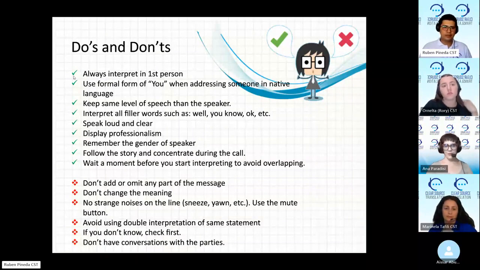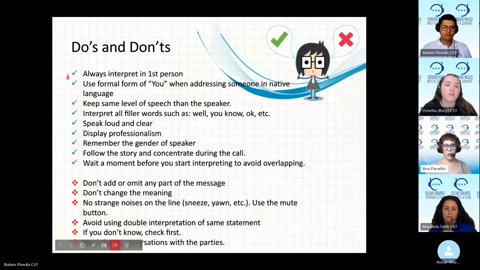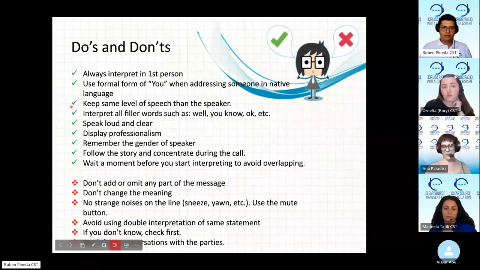Anna, can you help me please read the first 3 points? Yes, of course. Always interpret in first person. Use formal form of you when addressing someone in native language. Keep same level of speech as the speaker. Thank you very much, Anna.